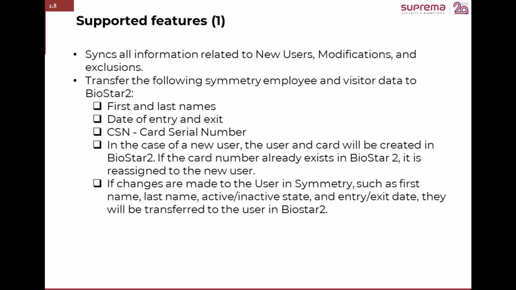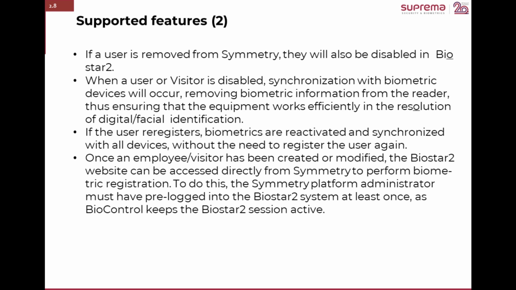If changes are made to the user in Symmetry, such as first name, last name, active or inactive state, and date of entry and exit, they will be transferred to the user in BioStar 2. Additionally, if a user is removed from Symmetry, they will also be disabled in BioStar 2. When a user or visitor is disabled, synchronization with biometric devices will occur, removing biometric information from the reader, thus ensuring that the equipment works efficiently in the resolution of digital and facial identification.